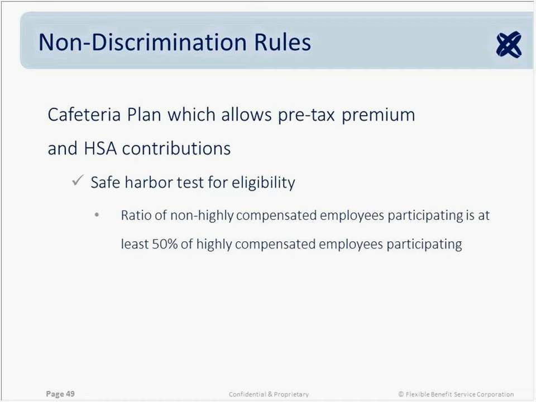But as it relates to getting rid of 2 of the 3 cafeteria plan tests, there's a simple test that's referred to as the safe harbor test for eligibility, which says as long as the ratio of non-highly compensated employees participating in the plan is at least 50% of the highly compensated employees, then you automatically pass all of the cafeteria plan non-discrimination tests.